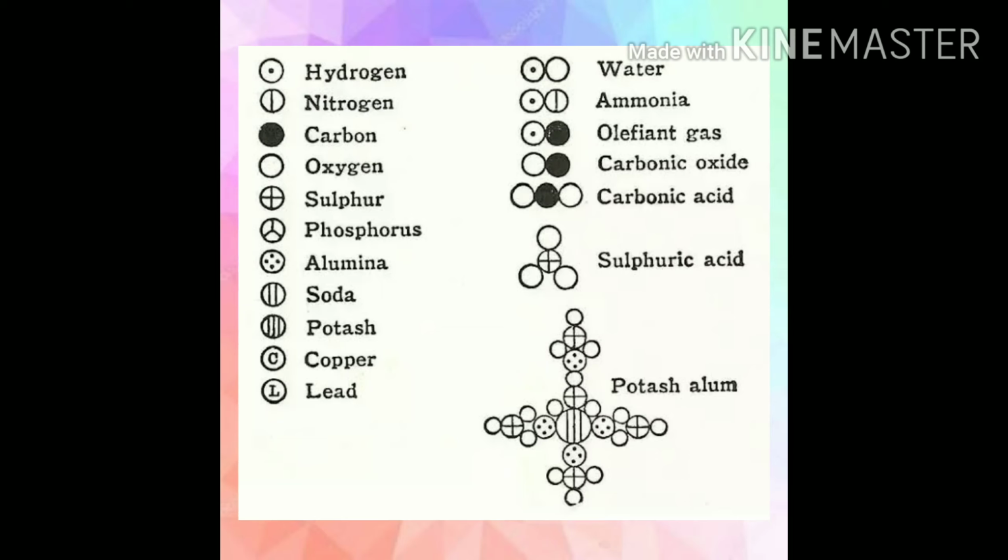Like this, for sulfur he put a circle equally divided into four parts. And for nitrogen he put a circle equally divided into two parts. Like this, he suggested so many figurative symbols. For carbon, what did he do? He put a circle and completely covered it with black color. That signifies that it is carbon.